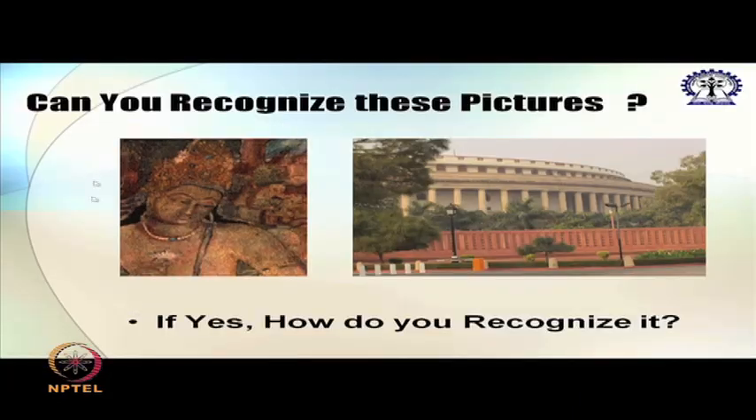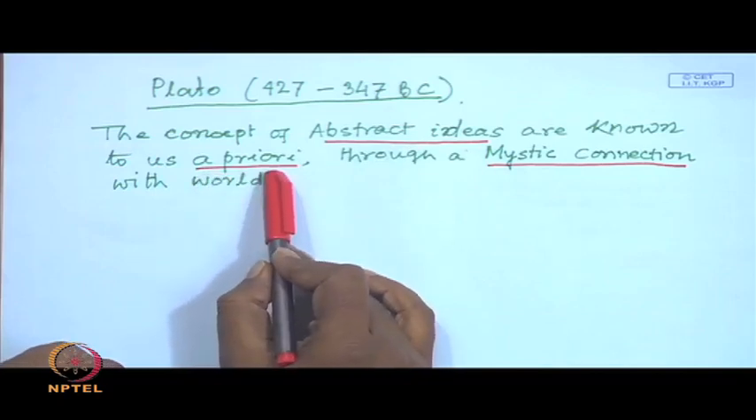So, in this case it is an abstract idea, because I cannot specifically say why I recognize this to be a painting in Ajanta caves, or how I recognize this to be the image of Parliament House. This is an abstract concept, and I can identify these because this knowledge is already available to me a priori. So, I am making use of this a priori knowledge to recognize these two pictures. That is why these two terms, abstract ideas and a priori, are very important.